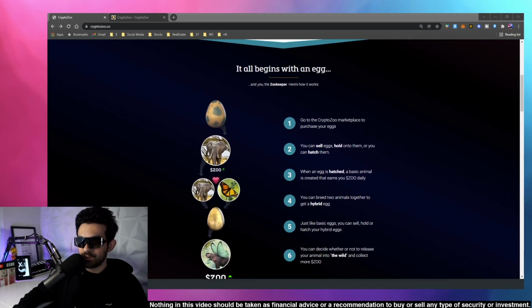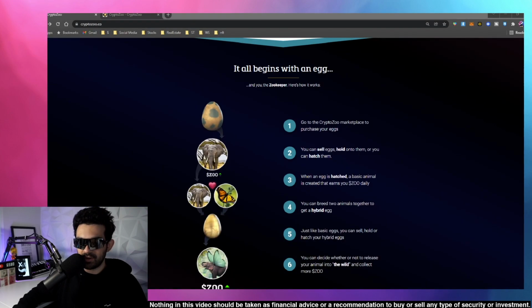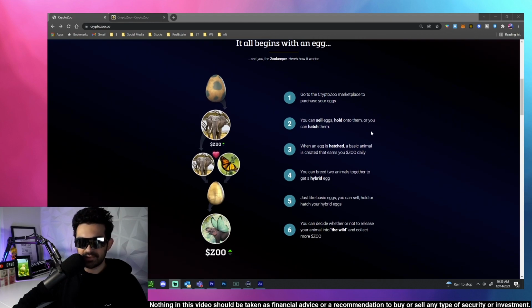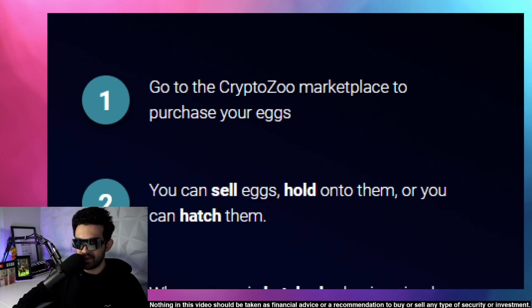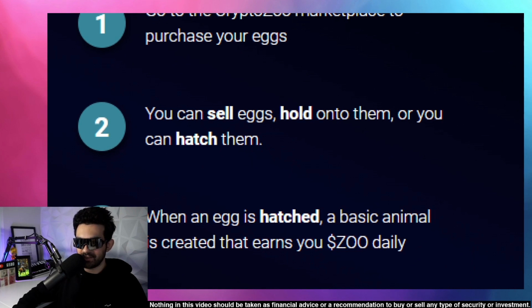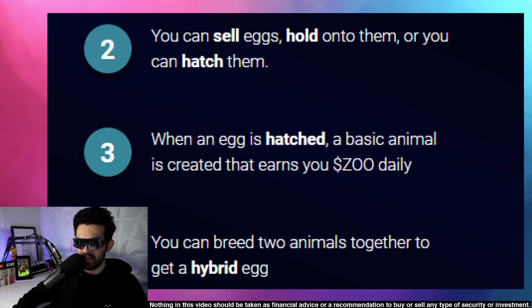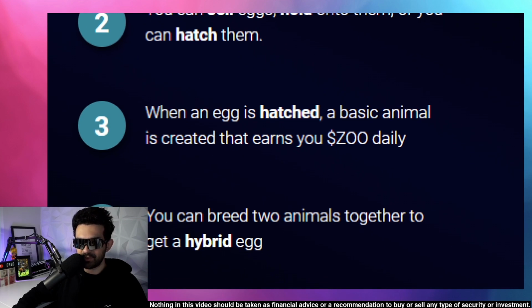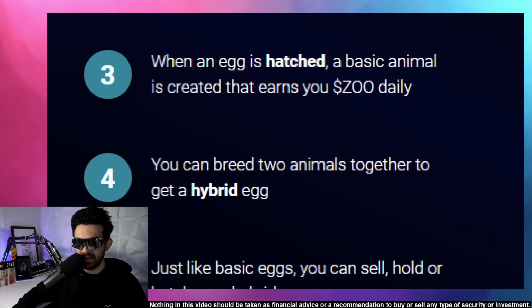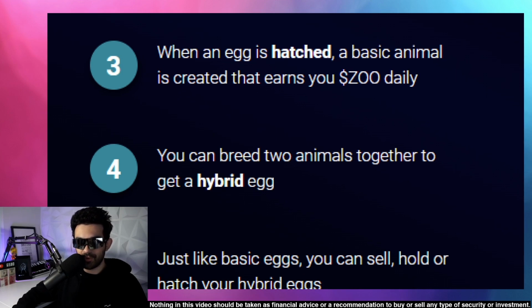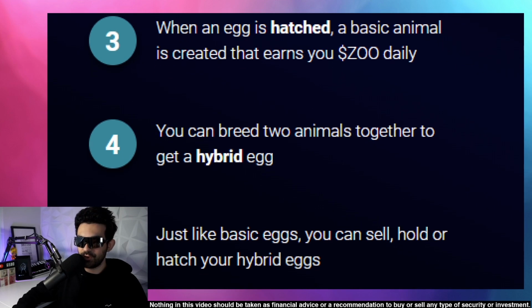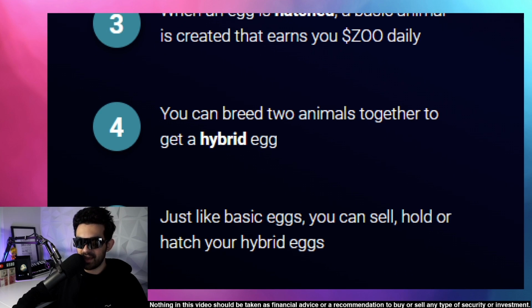So it all begins with an egg, and you as the zookeeper, here's how it works. You guys are all familiar with this, but if you're new for some reason, I have tons of videos that talk about the whole CryptoZoo process. It's pretty much the same. You go to the marketplace, you purchase your eggs, and then you can sell your eggs, hold on to them, or hatch them. And then when the egg is hatched, a basic animal is created that earns you zoo daily. At the time of this recording, that is not true, but this is all just setting up for what's to come. So you can breed the two animals together and get a hybrid egg.